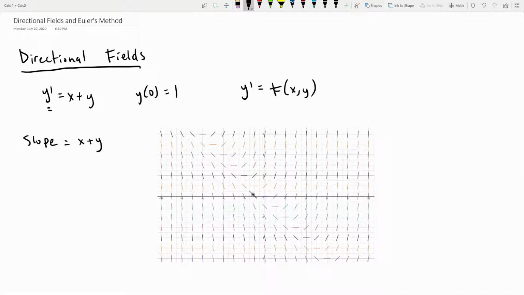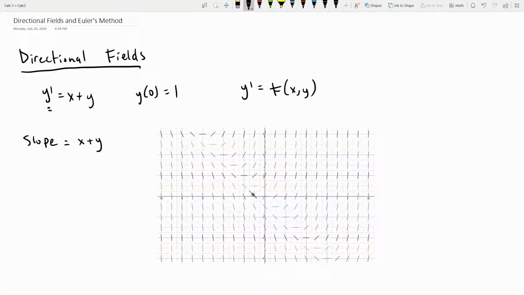Now, if we continue this process of taking any random coordinate, let's say here, this coordinate is going to be 3 and 2. That means the sum of that is 5, which means the slope at that point is 5. If we keep drawing these slopes, eventually what we're going to get is this full directional field, or sometimes we call it a slope field. And this will show you the family of functions for the solution curve.